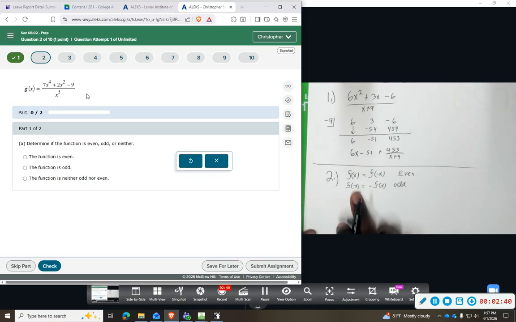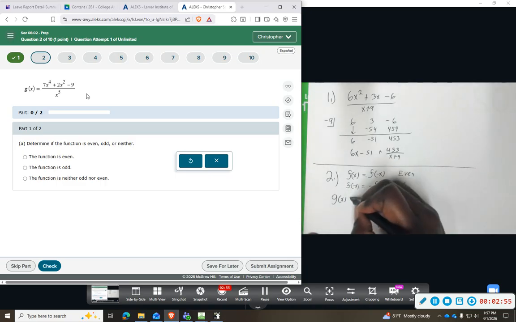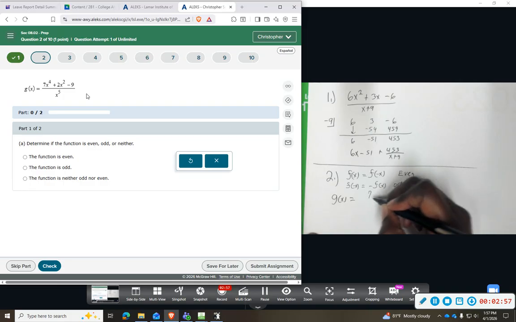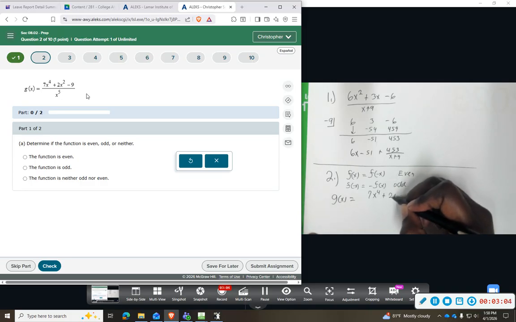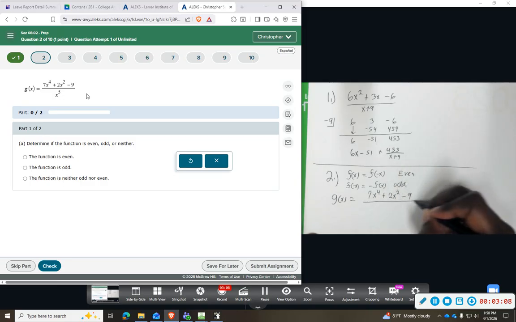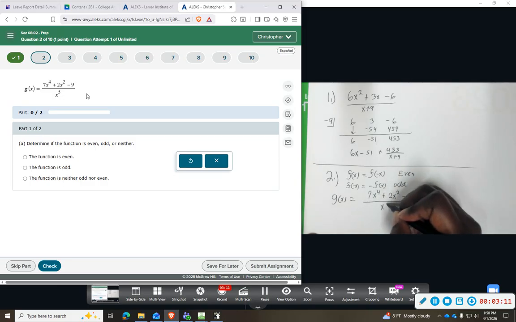Alright, so we're using g of x in this case, so we already have the original g of x. Okay, so that's like our original f of x. We're going to find g of negative x and then negative g of x, and then we'll compare those. So g of x is equal to 7x to the 4th plus 2x squared minus 9 all over x to the 5th.